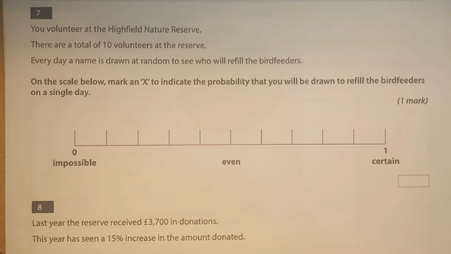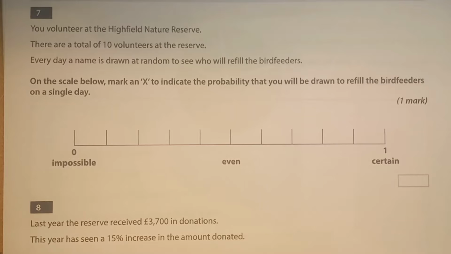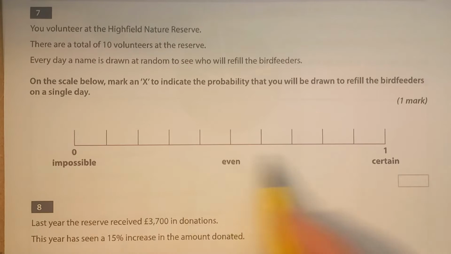Question 7. You volunteer at the Highfield Nature Reserve. There are a total of 10 volunteers at the reserve. Every day a name is drawn at random to see who will refill the bird feeders. On the scale below, mark an X to indicate the probability that you will be drawn to refill the bird feeders on a single day. Okay, so we need to mark it on here.